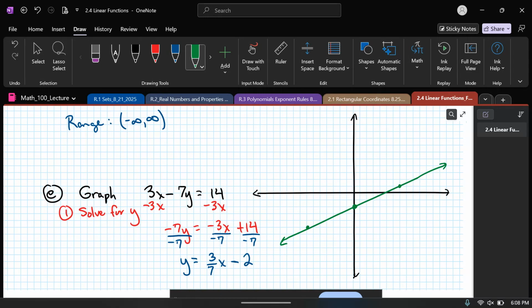What's the domain of that? Yeah, all real numbers for the domain, all real numbers for the range, because we were able to write it in slope-intercept form, y equals mx plus b. If we can write it in that form and it doesn't have a zero slope, then it's going to be all real numbers for domain and range. Okay? That never changes there.